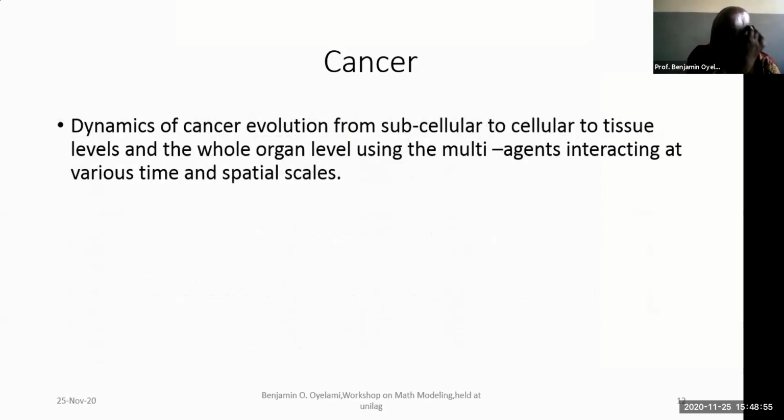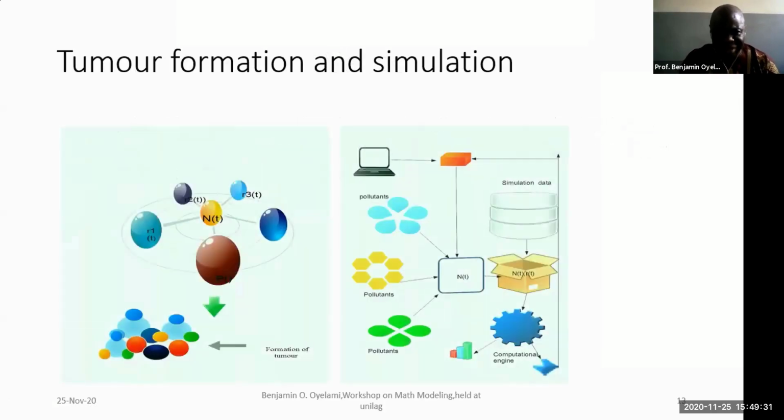The dynamics of cancer evolution from subcellular to cellular level, up to tissue level and down to the whole body, using multi-agents and at various time scales, that is as it evolves with time, and then within the tubes within the body, as it spreads around the body. We have different kinds of mathematical models that are applicable.